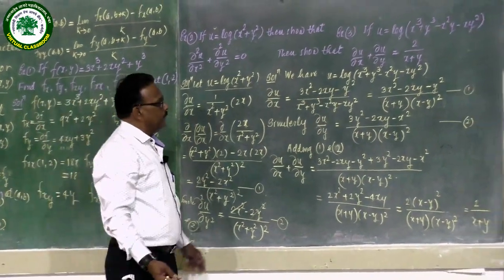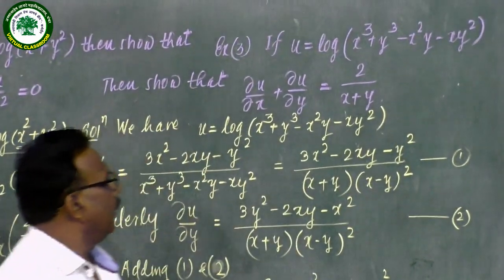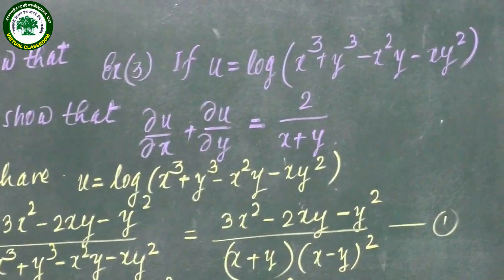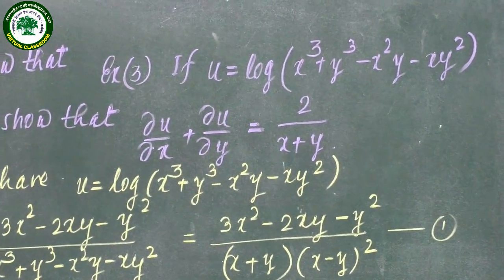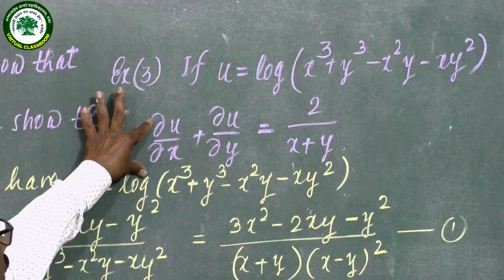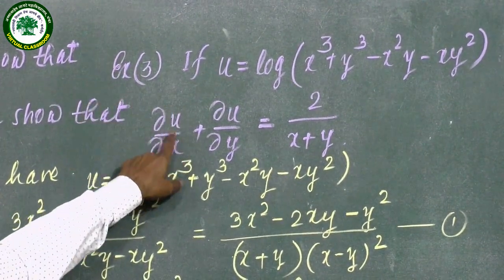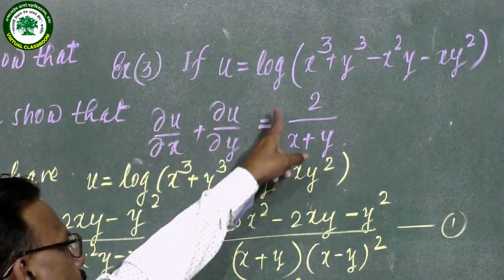Second typical example of the same type, but the function is slightly different. u is equal to log of (x cube plus y cube minus x square y minus xy square). Here in this case we have to prove that the partial derivative of u with respect to x plus the partial derivative of u with respect to y should be equal to 2 upon x plus y.